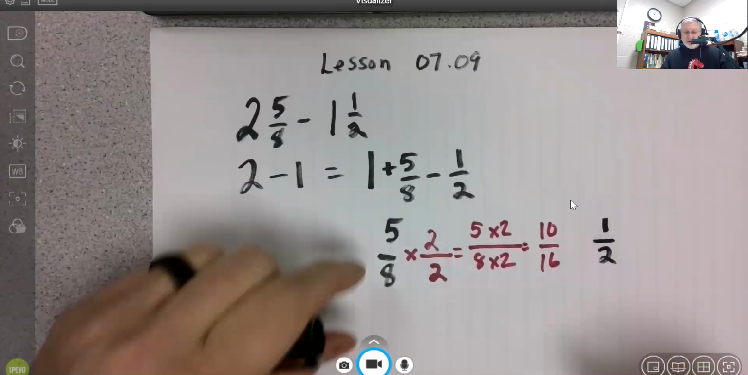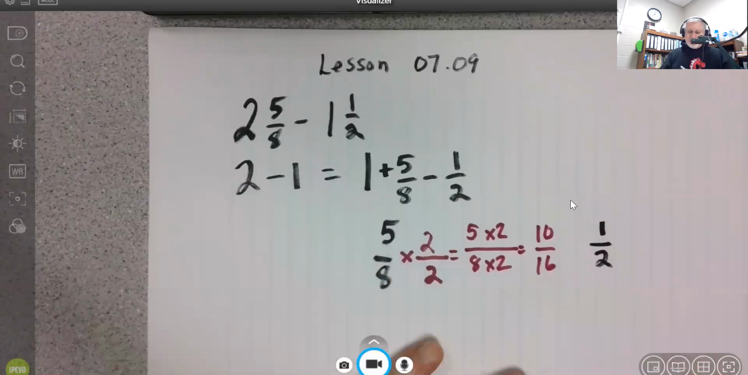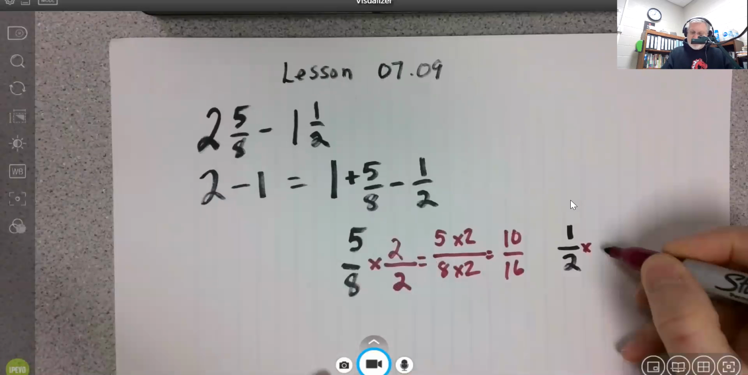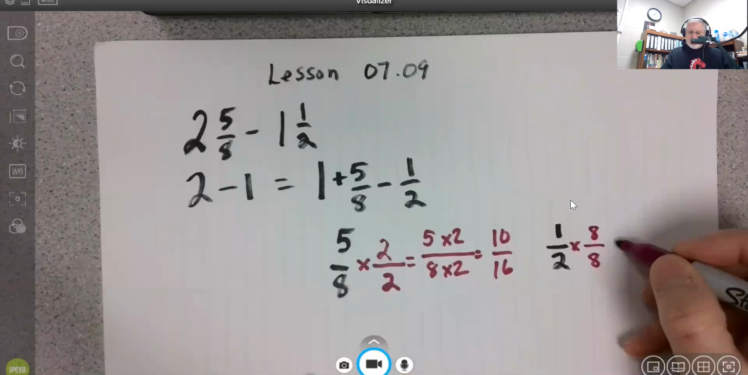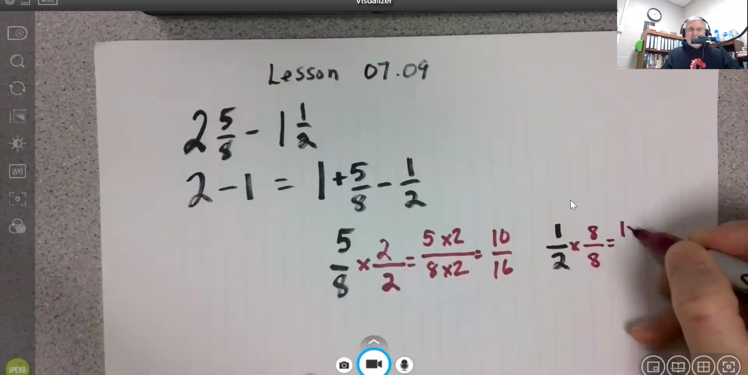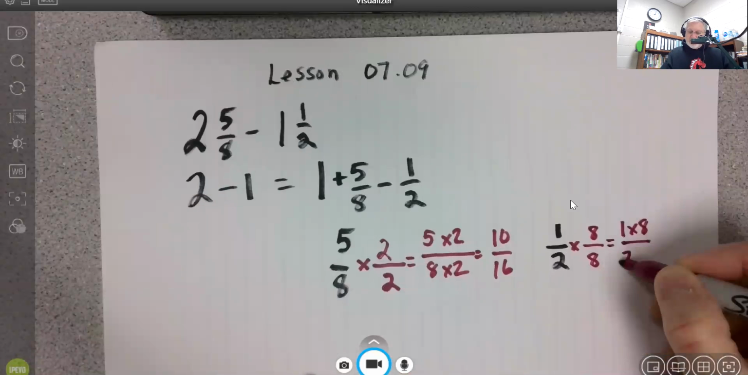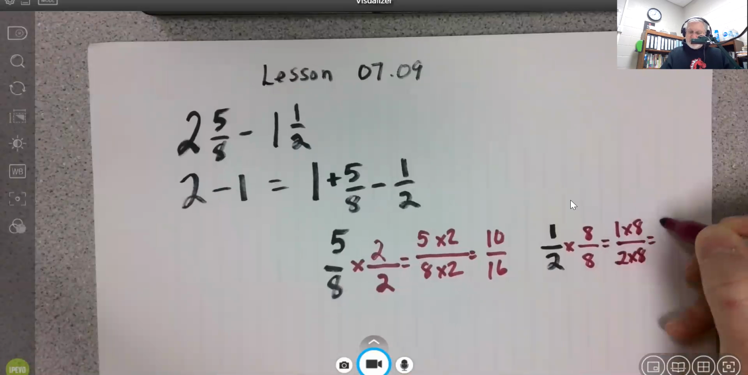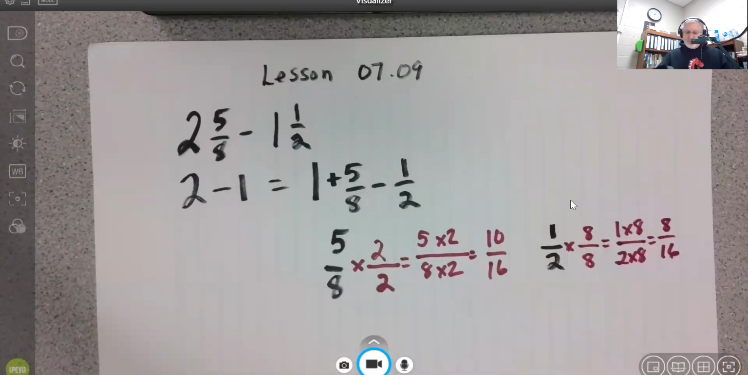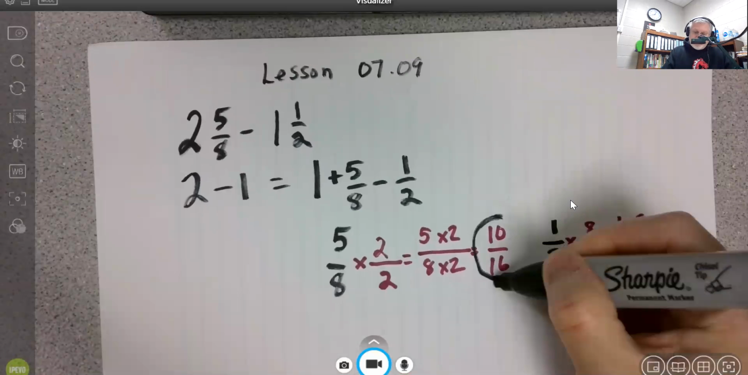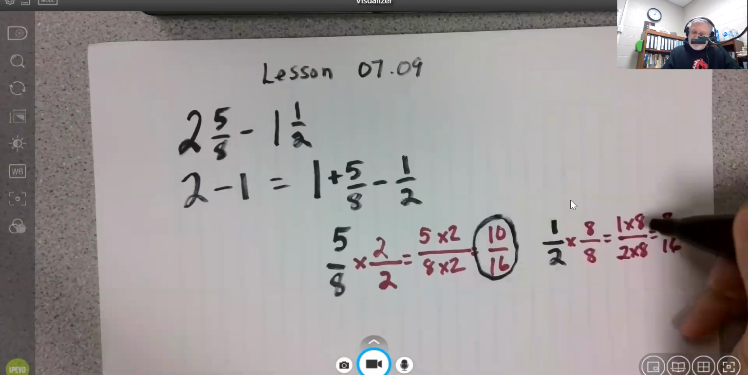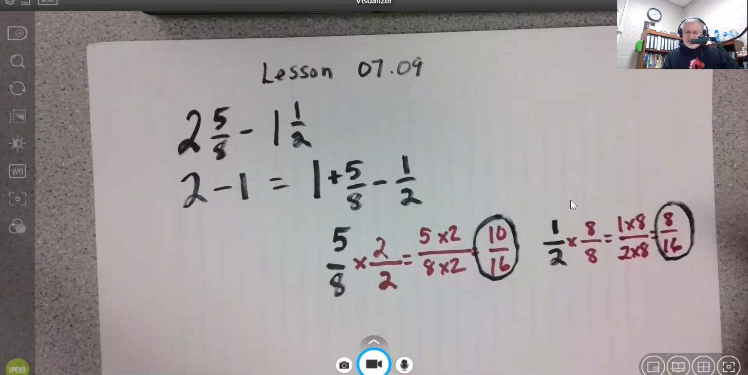And I look at my other denominator. So my other denominator is 8. So I want to multiply it by 8 over 8. So I have 1 times 8 over 2 times 8, and I get 8/16. Okay, so now I've just created a common denominator of 16.